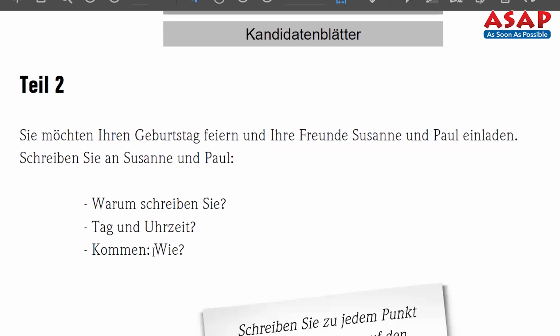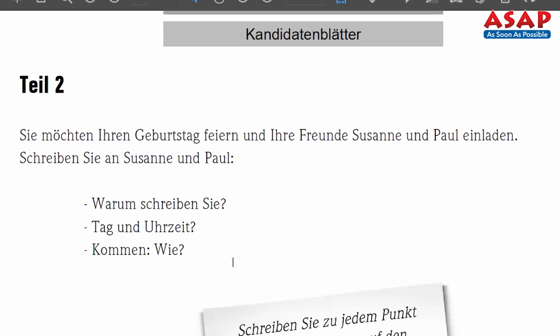Now the points here are like, as you have to invite, 3 points you need to cover. Warum schreiben Sie? Why you are writing? Tag und Uhrzeit, that means you need to tell the day and the clock timing when you want to celebrate. Feier means to celebrate. And next one, wie kommen wir. Now here there can be confusion. Either you have to tell them how to come, or you are asking them how they are coming. Usually you won't ask how they are coming. The expected part will be how they should come. But as it is not clear, both the points should be correct.